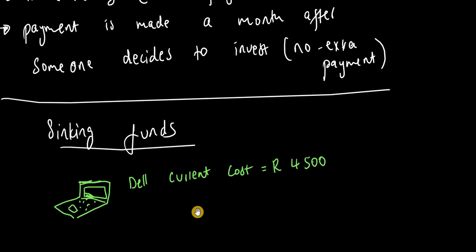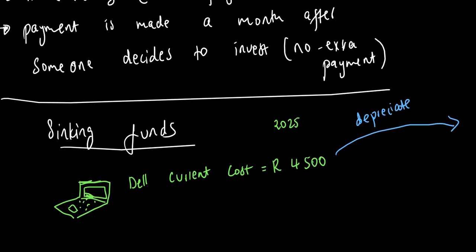Two things are going to be happening here. The first thing is that your current laptop is going to depreciate. It's going to lose value. I told you that assets lose value. Let's just say you bought it in 2025.